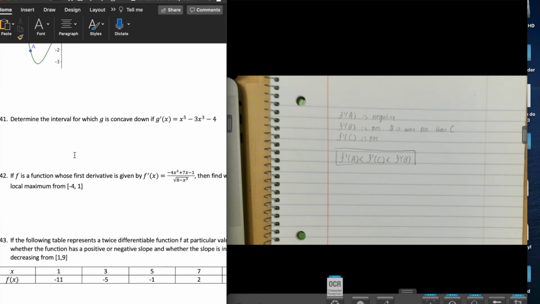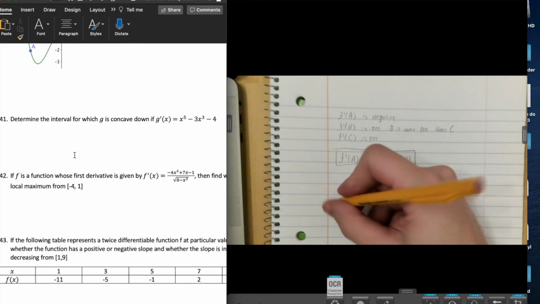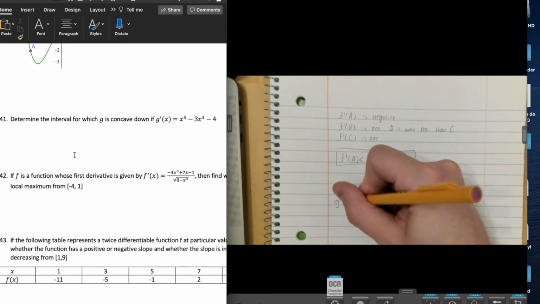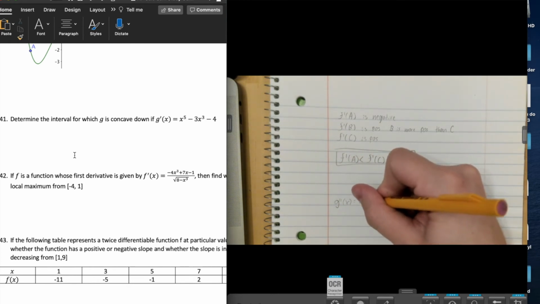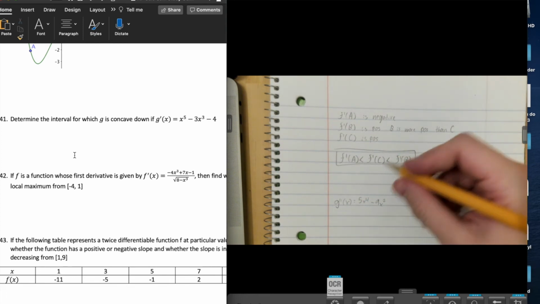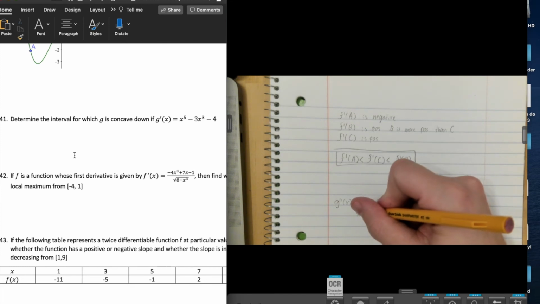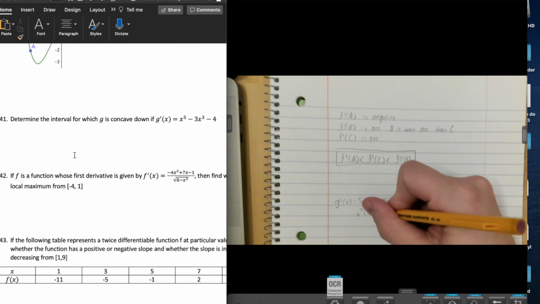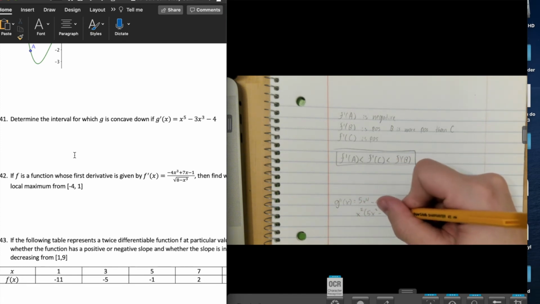So up next, we need to find out where a graph is concave down. Notice they gave us G prime, so we only need to differentiate it one more time. So we'll get 5x to the fourth minus 9x squared. And let's see here, we can take x squared out of that. We'll be left with 5x squared minus 3.